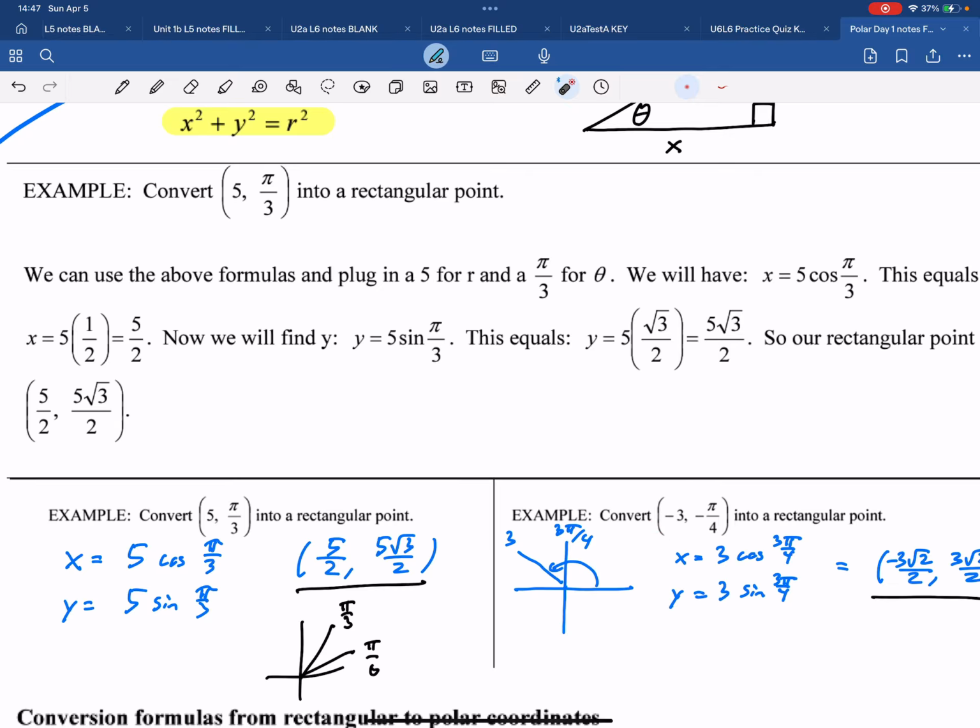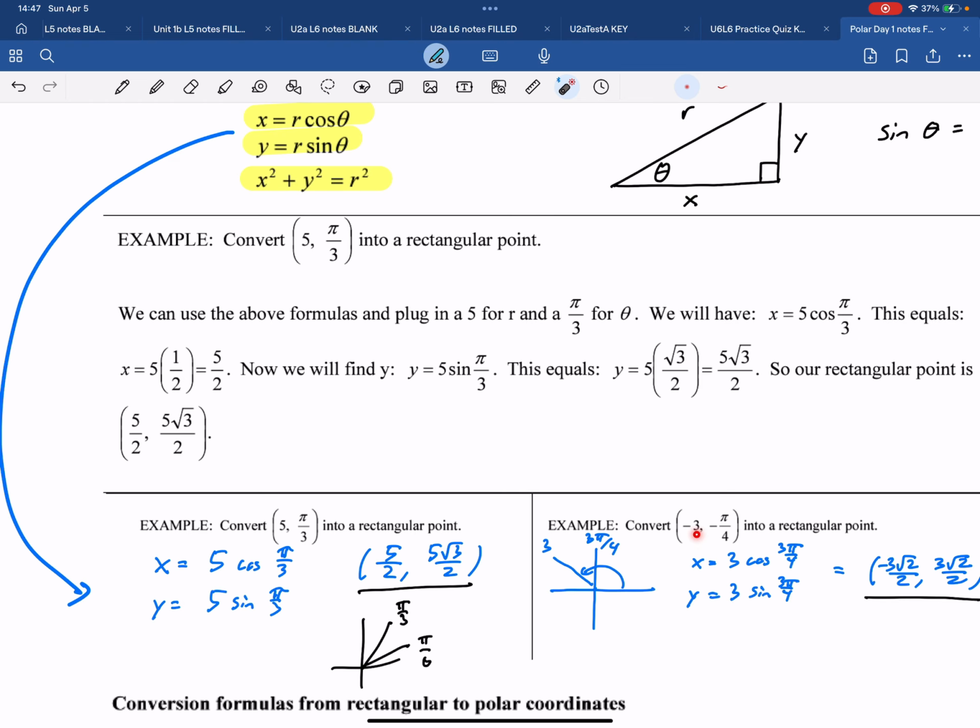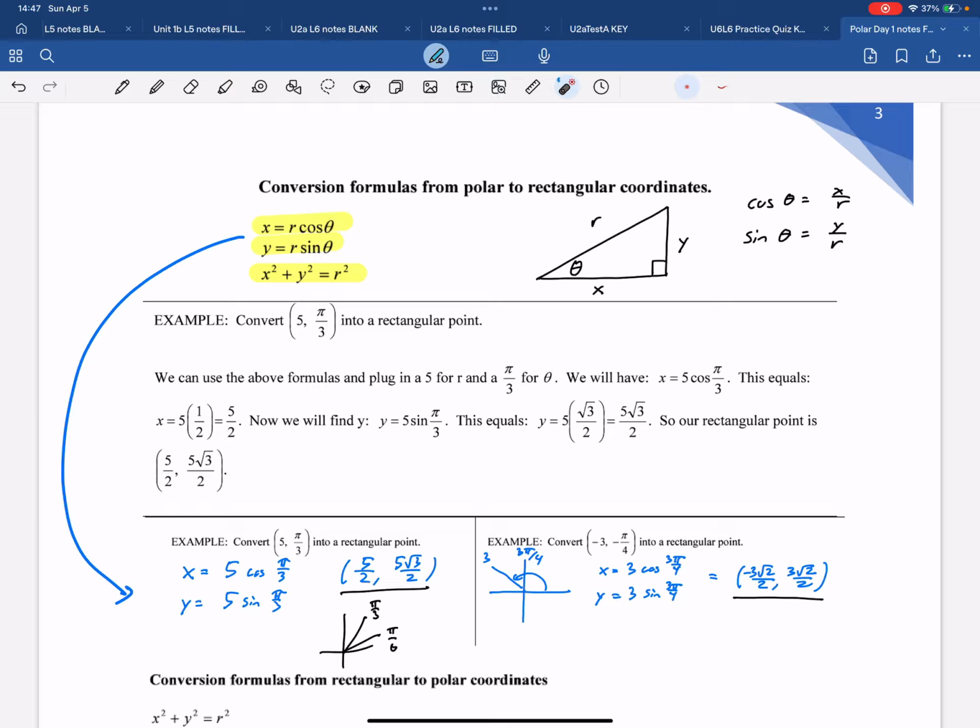Now I've got a negative on both. So I want to draw this out. Negative 3, negative pi over 4. Well, negative pi over 4 would be down here, and negative 3 would push it there. So it's really the same thing as 3 pi over 4. 3 pi over 4 is here, positive 3 is there. So now I just need cosine and sine. The cosine is going to be negative root 2 over 2, and the sine of 3 pi over 4 is going to be root 2 over 2. So there's my point.